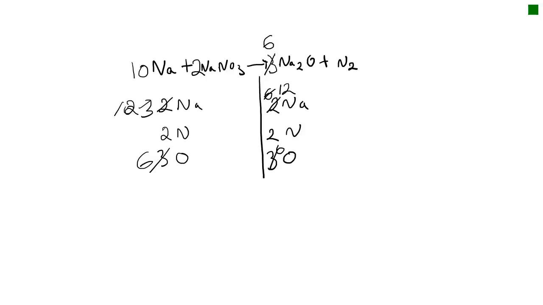So we have 12 sodiums, 12 sodiums. We have 2 nitrogens and 2 nitrogens. Okay, that hasn't changed. 6 oxygens and 6 oxygens. This is a balanced chemical equation.